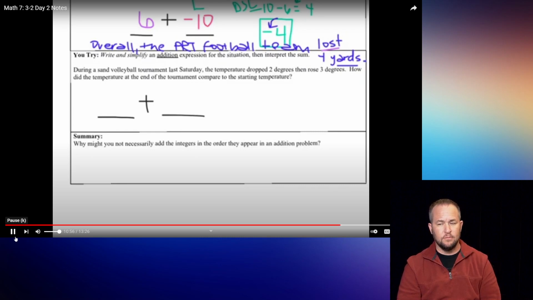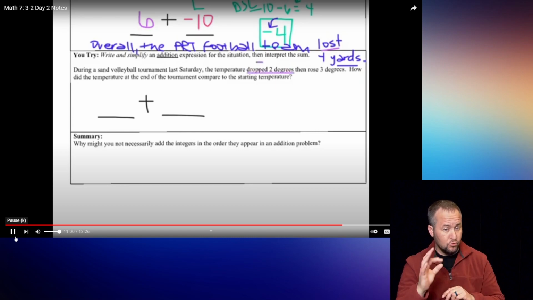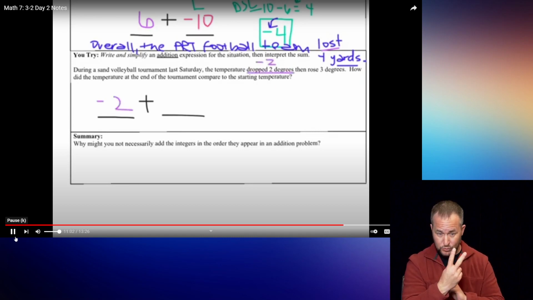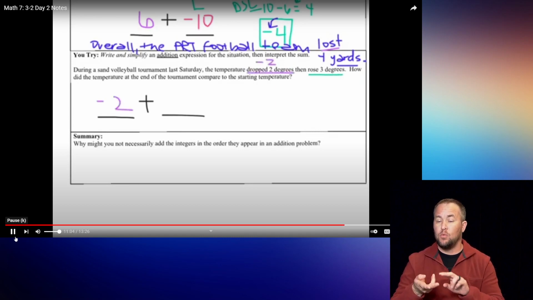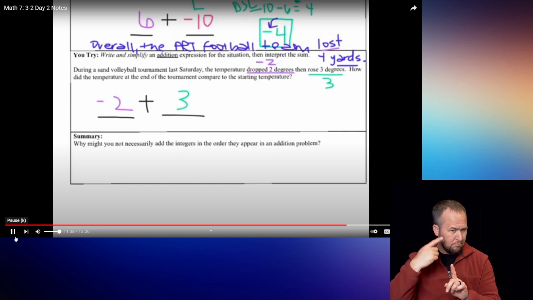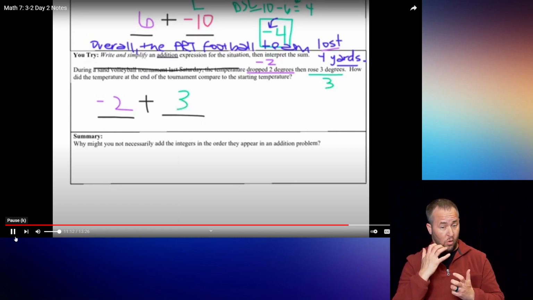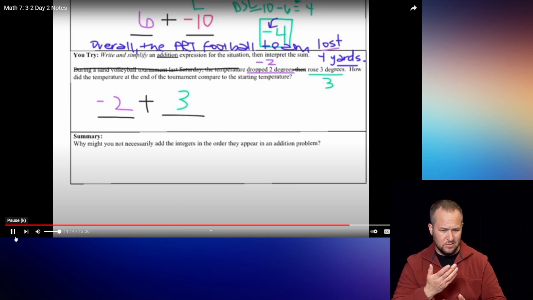All right, so hopefully we got that dropped 2 degrees represents a -2. And then we rose 3 degrees represents a +3. So hopefully this was your addition expression. Also, if you would like, again, you could have also gotten rid of all of the other silly info.